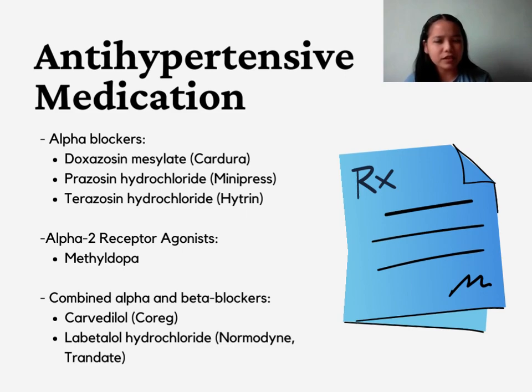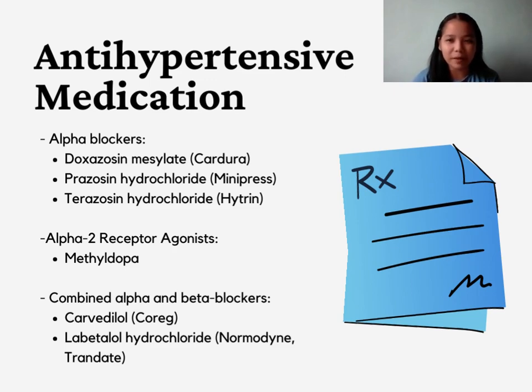Now, there are alpha-2 receptor agonists as well. What do they do? These drugs reduce blood pressure by decreasing the activity of the sympathetic portion of the involuntary nervous system. When we say sympathetic nervous system, if we all can remember from our anatomy and physiology class, it triggers the fight or flight response of the body. So, these drugs basically reduce the production of adrenaline. Methyldopa is an example of this drug.